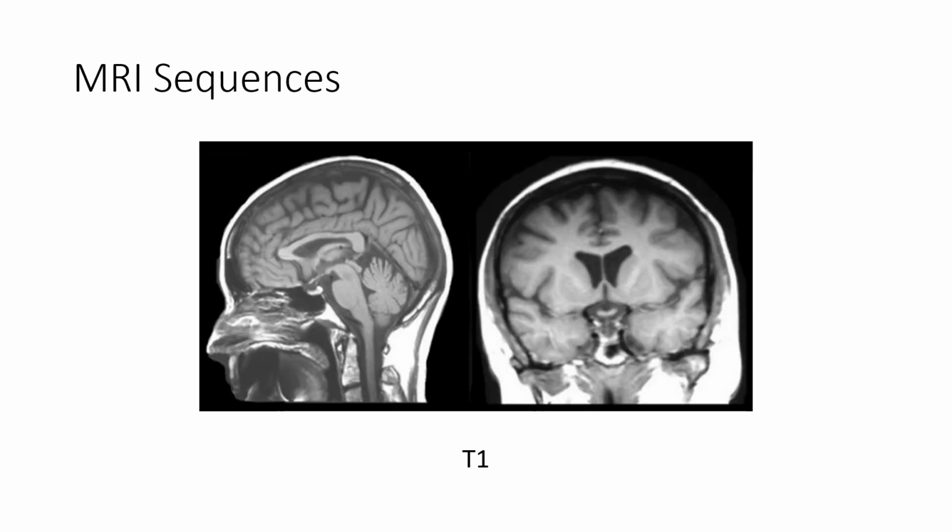So here's an example. Again, especially on this coronal section, you can see that the cortex, or the outer layer of the brain, is darker than the subcortical white matter. So gray matter is gray, white matter is white, and we can see in the ventricles that they are dark as well. So this is a T1 sequence.